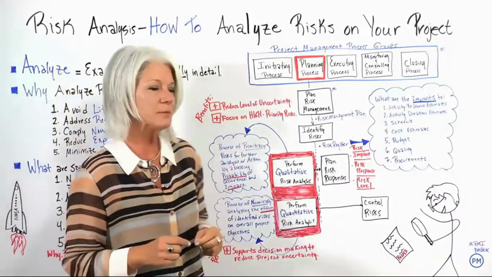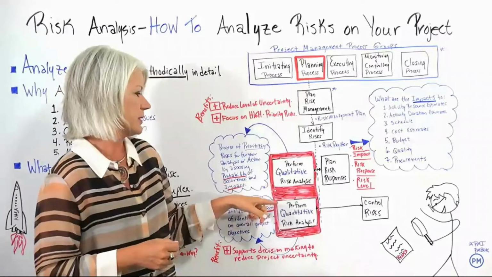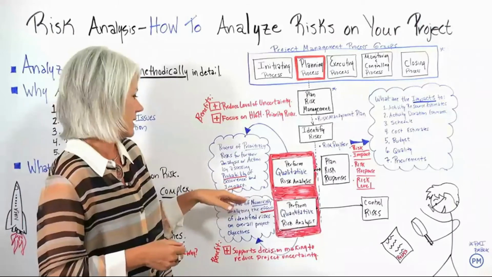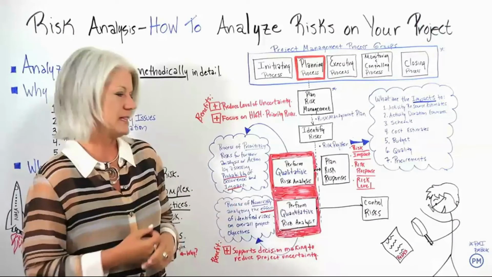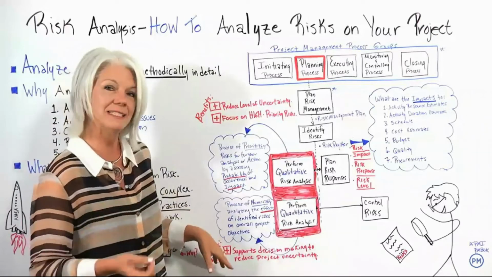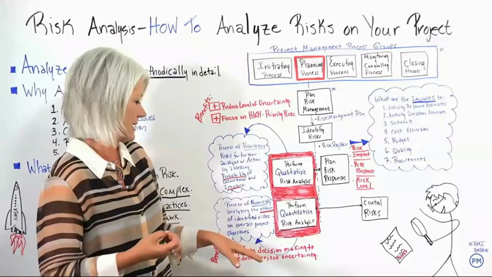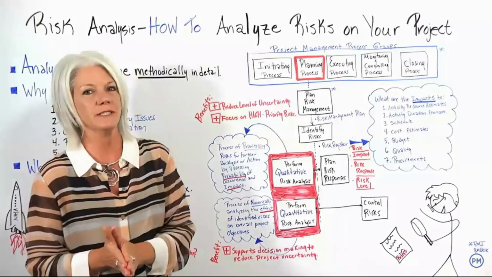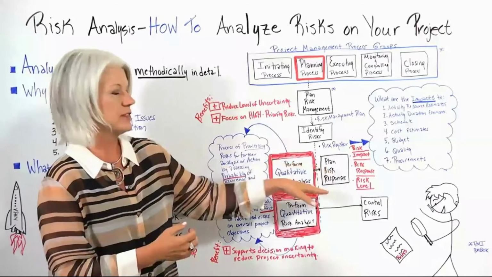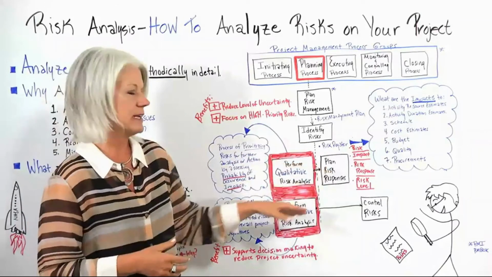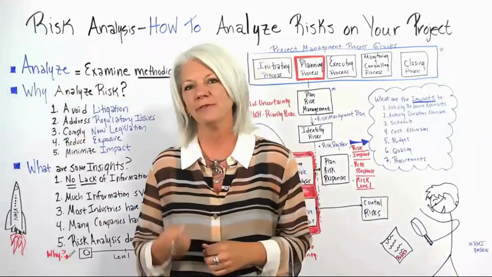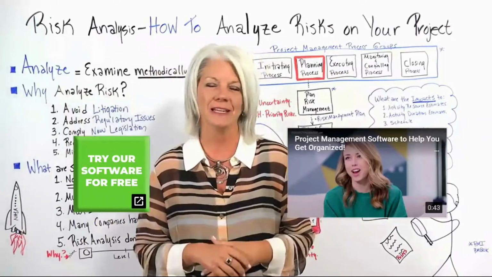The second piece is performing the quantitative risk analysis. That's a process for numerically analyzing the effect of those risks on the project. The benefit of that is it helps support decision making to reduce the project uncertainty. And again, that can help us plan the risk responses and control those risks. So those are some great reasons why, and a few tips on how to analyze the risk on your projects.